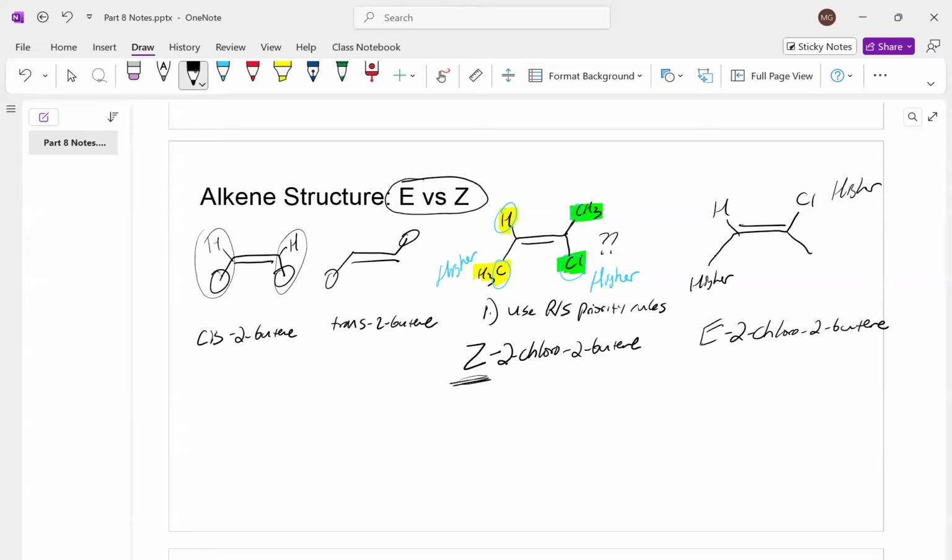And so where cis and trans will start to fail when we're dealing with groups other than carbons, E or Z can be used at any time. We could use E or Z on our first examples here. Like this would be Z-2-butene, and these would be E-2-butene.